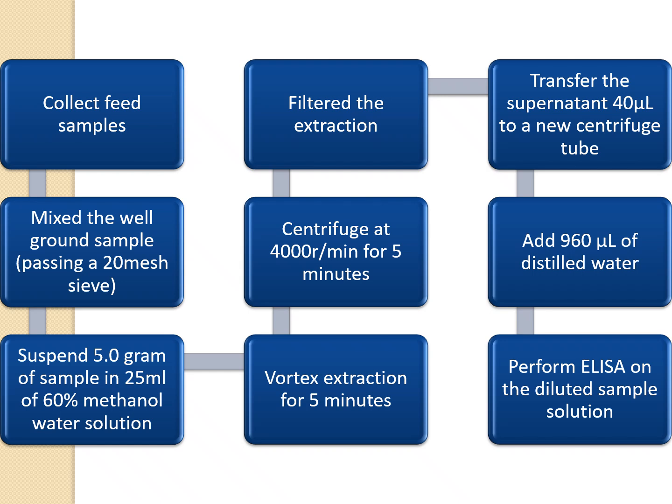After that, I centrifuge at 4000 rpm for 5 minutes. Then I filtered the extractions and transferred 40 microliter of the supernatant to a new centrifuge tube. After that, I add 960 microliter of distilled water and then perform ELISA on the diluted sample solution. So here's our sample prepared for the ELISA.